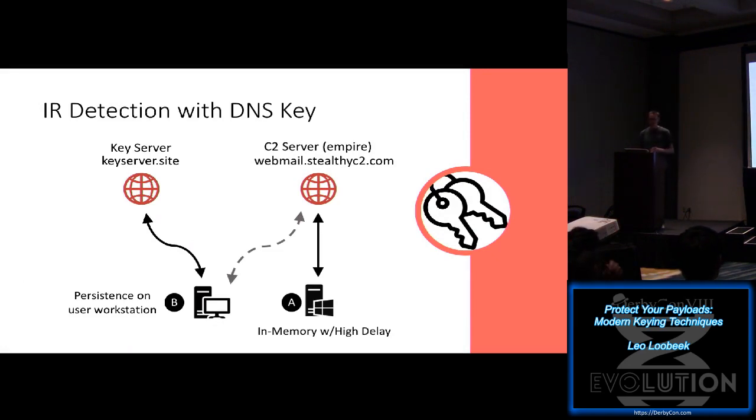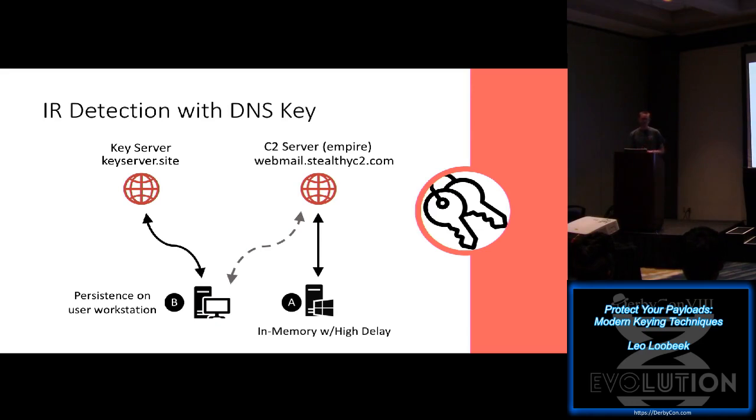So the manual switching on and off is great, but what I've really been using this a lot for is IR detection. Let's give this scenario. Let's say you've had some success. You're on a server. You're in memory with a high delay. It's calling back to some C2, but you also need persistence on a user workstation.